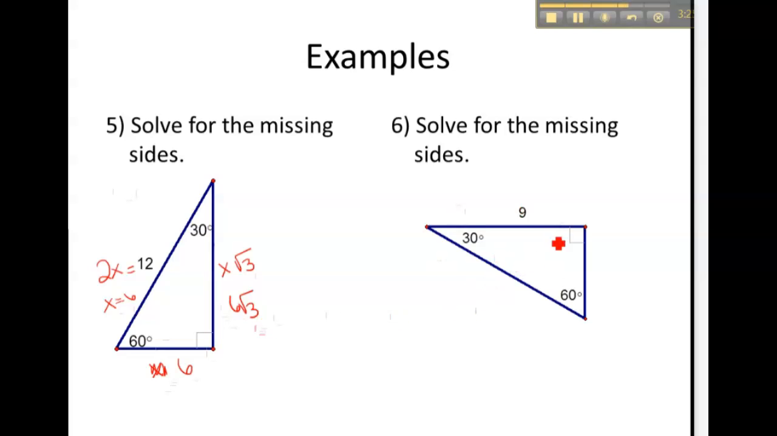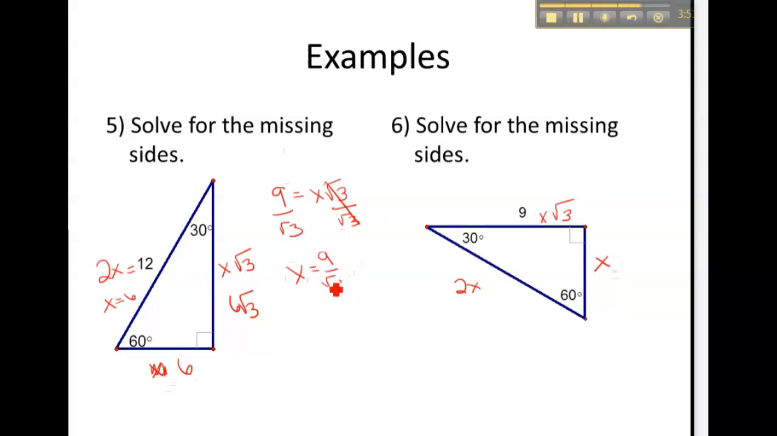The only time it gets a little harder is if they give you that radical side. So let me start by doing this pattern again. Short side is x, and I know that because it's across from the 30. Hypotenuse is 2x. And this is x square roots of 3. So let me show you how to reduce that radical again. 9 equals x square roots of 3. Divide each side by the square root of 3. Therefore, x equals 9 over root 3.